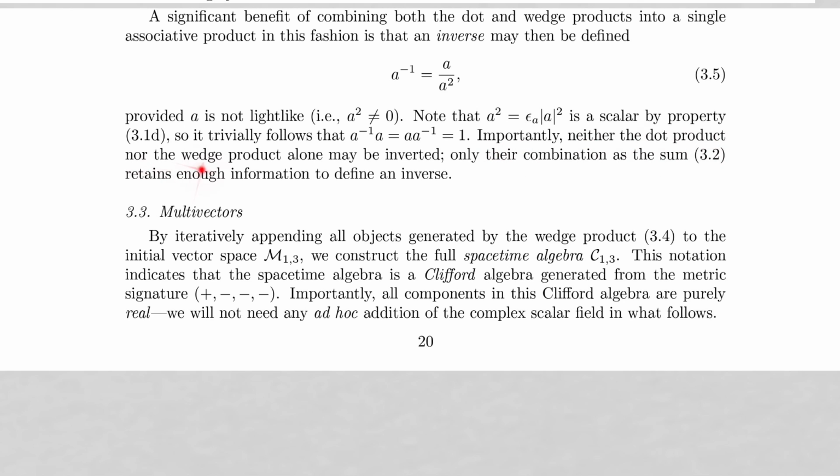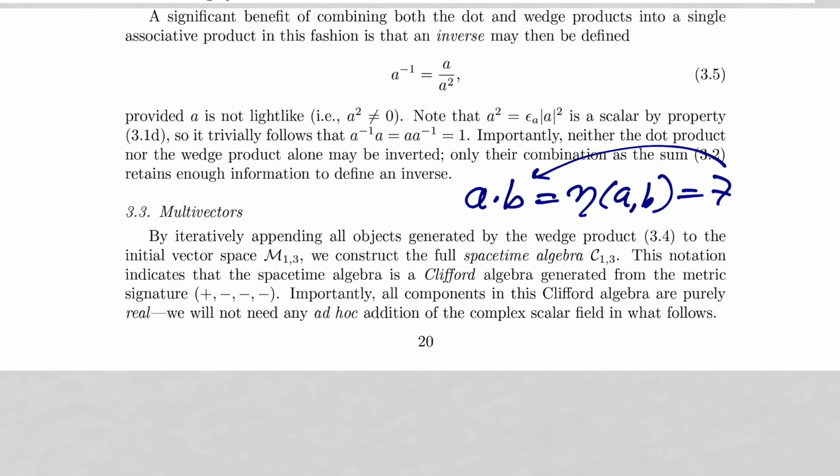Importantly, neither the dot product nor the wedge product alone may be inverted. Only their combination as the sum retains enough information to define an inverse. And what they're saying there is if I have A dot B, I end up with a real number, eta A B, right? And say that number was 7.